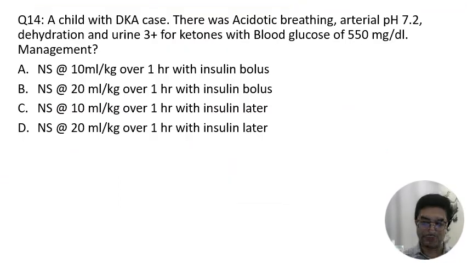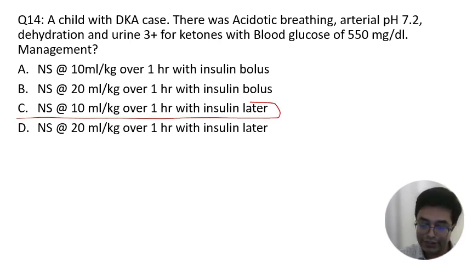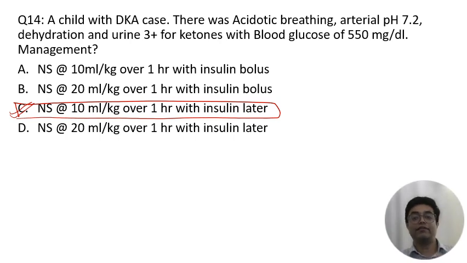Now go back to the question and try to see. This patient is having dehydration. Even if you have dehydration, even if the patient has shock, you don't start with 20 ml per kg. The current consensus is you give a 10 ml per kg bolus and see the response and then repeat if it is needed. So the answer to this question is normal saline you will give at 10 ml per kg, and after 1 hour you will give insulin. So option C, normal saline 10 ml per kg over 1 hour with insulin given later, will be the option.